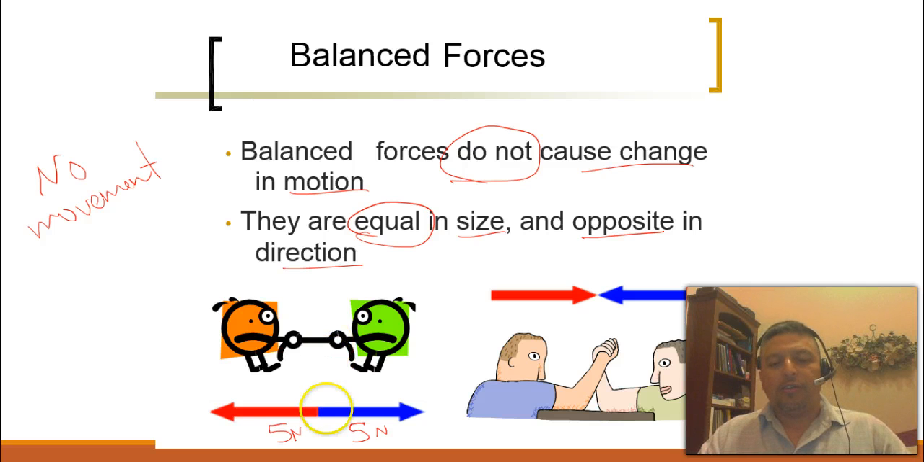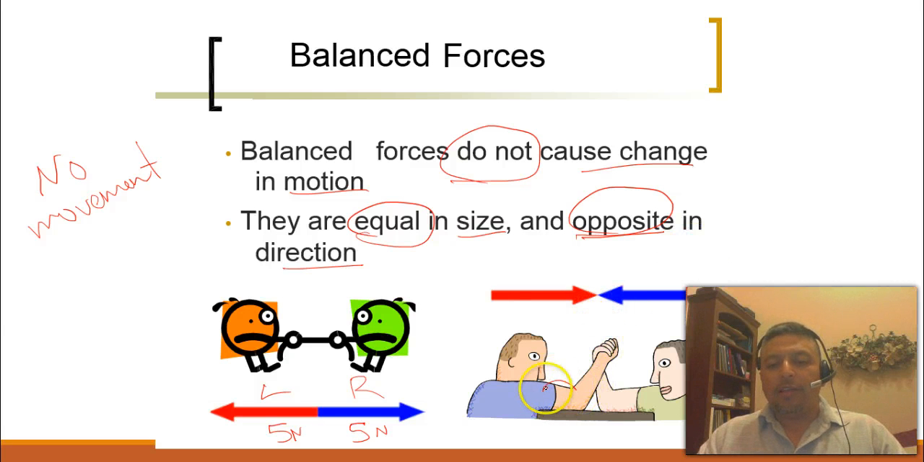Now we don't know how much a newton is, we've just given it a number. Notice that both of the arrows are exactly the same size, lengthwise and thickness, right? But they are going in opposite directions. This one is going to the left and this one is going to the right. Of course, you have to do some math over here and they're gonna cancel each other out, but we'll see that later.